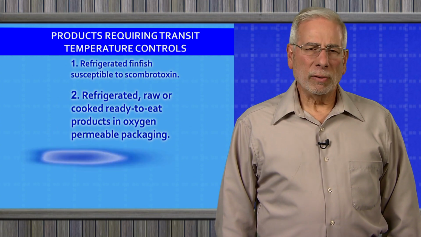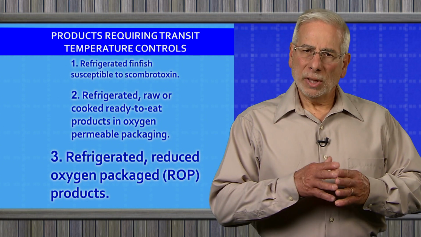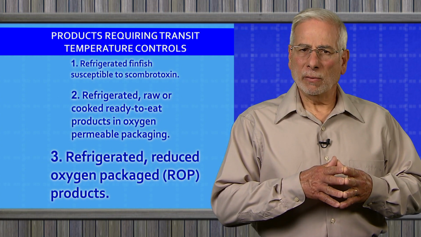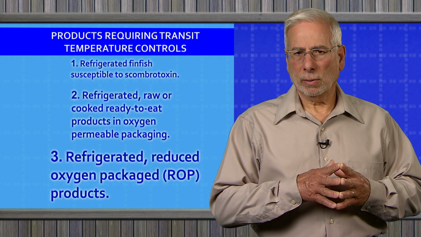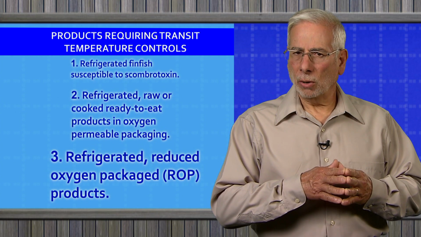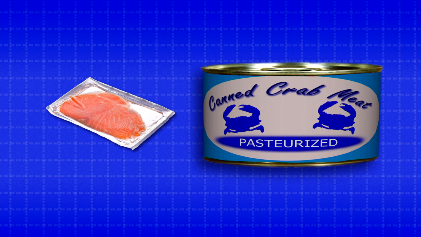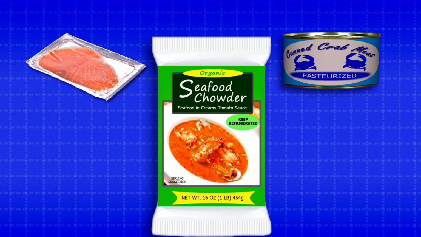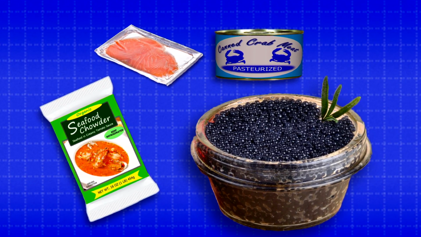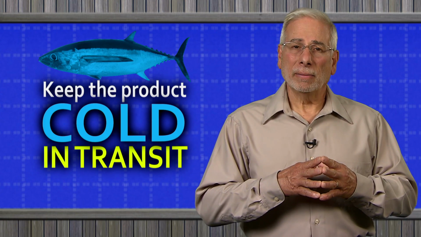The last type includes refrigerated, reduced oxygen packaged, or ROP products. With these products, the ROP creates an anaerobic environment perfect for Clostridium botulinum growth. If time temperature abused, botulinum toxin can form and result in consumer illness and even death. Some examples include smoked fish, pasteurized canned crab meat, refrigerated seafood soups, and salted fish like caviar. For each of these hazards, control is simple. Keep the product cold in transit. Let's take a look at how to do that.